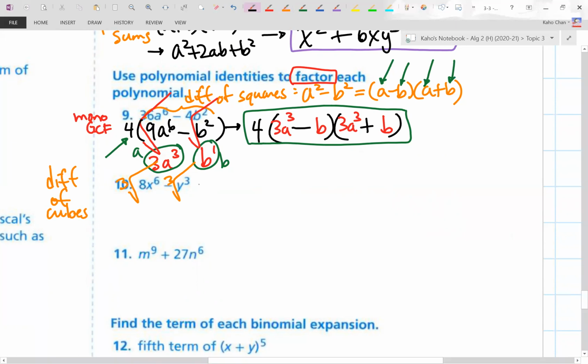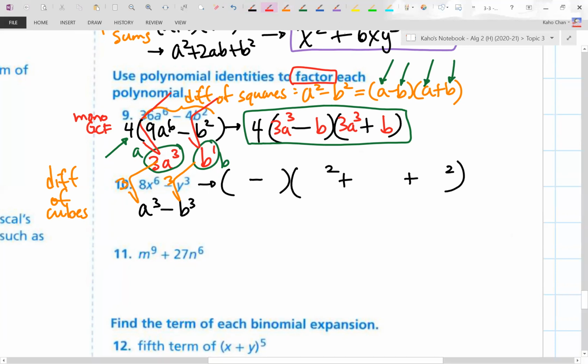Crazy. The formula is a minus b times a squared plus ab plus b squared. I'm reading that from the previous pages from our formula sheet. This is a difference of cubes now. A cubed minus b cubed. We'll give you the rest of those up there. Okay? A minus b.